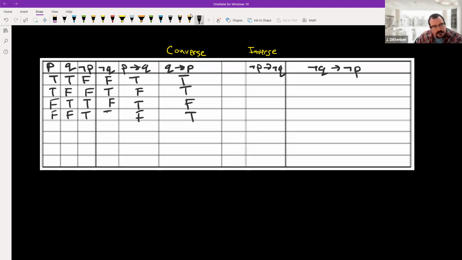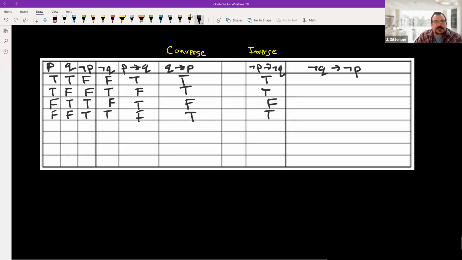And this one's true, true. Okay, so I think that's correct. Now I'm just going to use those two columns. So not P implies not Q. Both are false here, so that means this is true. Then I have false implies true, also true. True implies false, that's false. And then true and true is true.